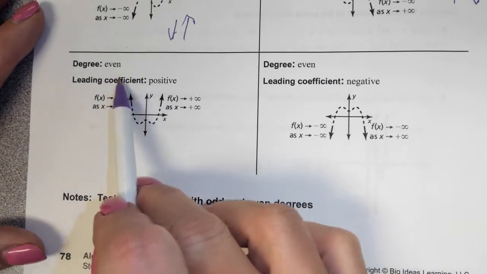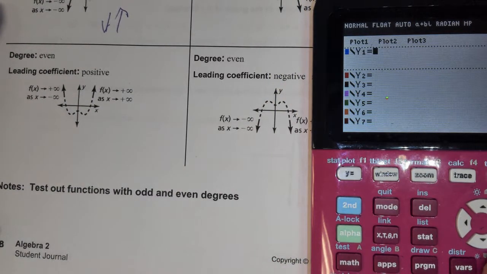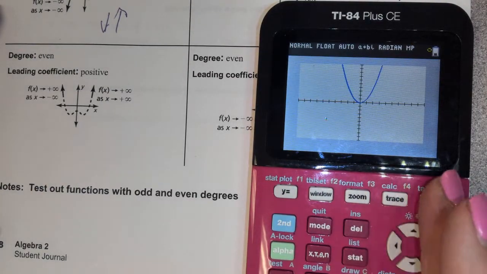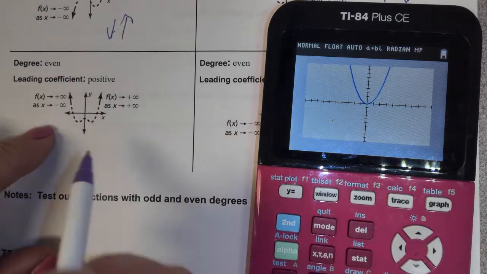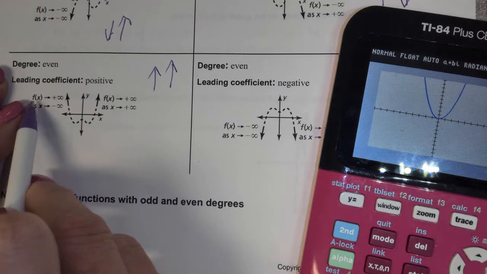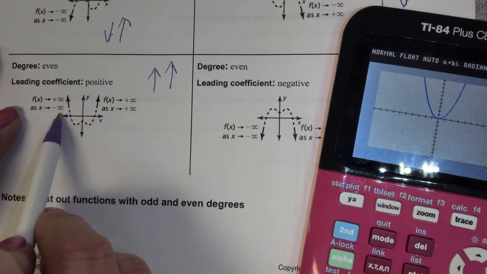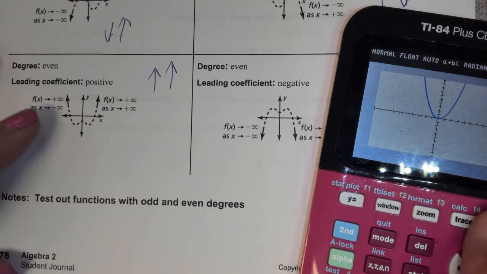Alright, what if we have an even degree? What's our most common even power we use? X squared. We all know x squared is just this parabola right here. And do you see that? If I have y equals x squared, the end behavior is this. As f of x goes to infinity as x goes to negative infinity. Alright, does that make sense?